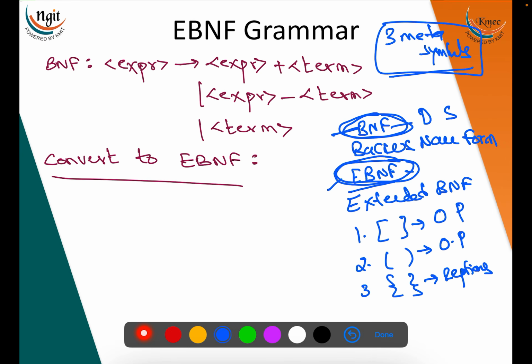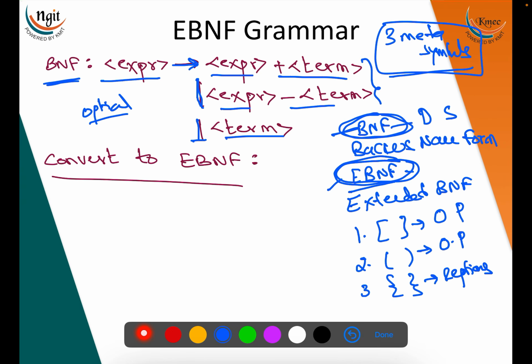Now, for better understanding, I have given an example. There is a BNF grammar here, describing the syntax of a statement. Here it is one statement: expression derives expression plus term, or expression minus term, or term. When you find this R symbol, this gives you the optional part. To increase readability and writability, we'll reduce these 3 lines of code into a single line using EBNF.